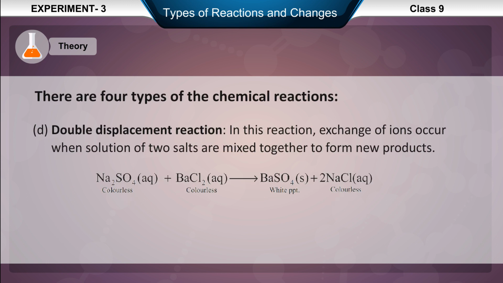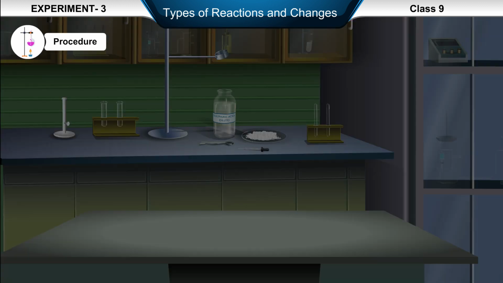D. Double displacement reaction. In this reaction, exchange of ions occurs when solutions of two salts are mixed together to form new products. For example, sodium sulfate plus barium chloride results in barium sulfate plus sodium chloride. Na2SO4, colorless, aqueous, plus BaCl2, colorless, aqueous, results in BaSO4, solid, white precipitate, plus 2NaCl, colorless, aqueous.